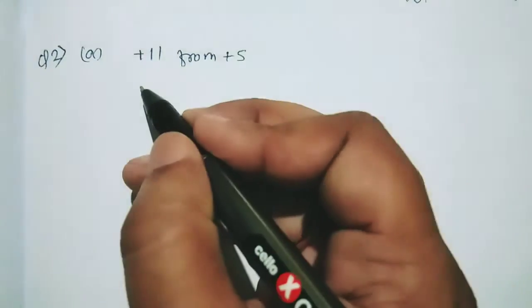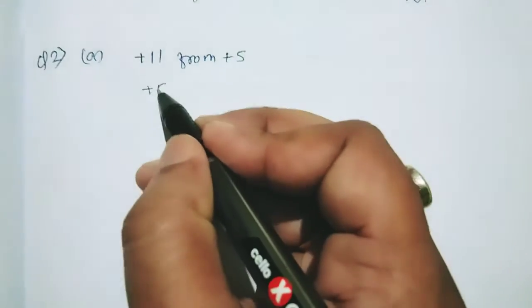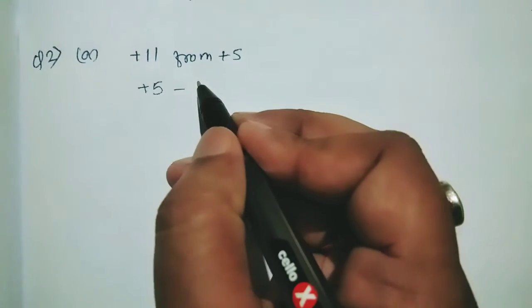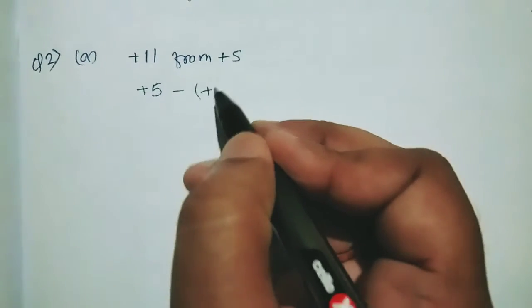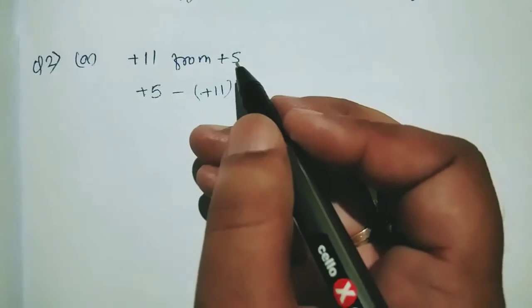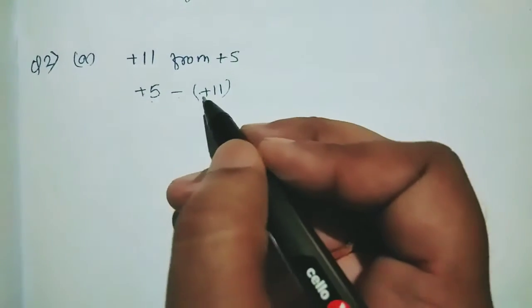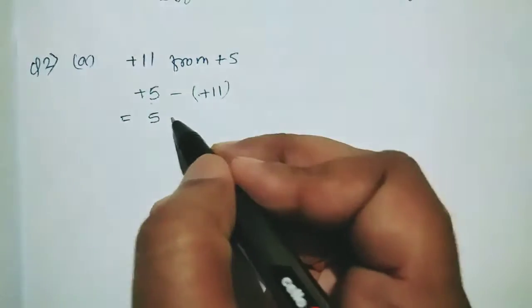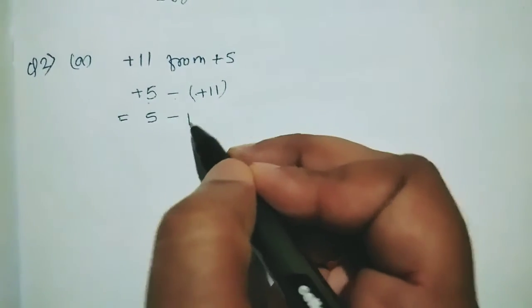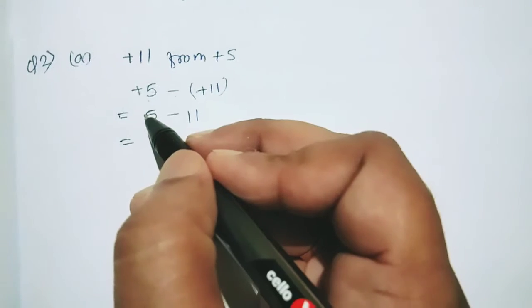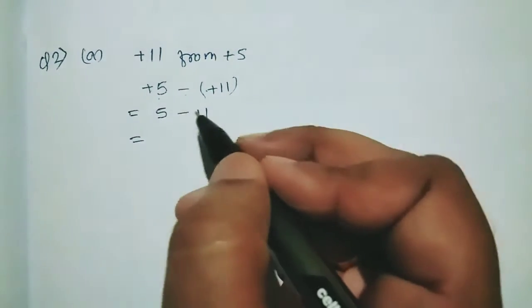From plus 5, that means plus 5 will come first. From plus 5 you have to subtract, so you have to give a minus sign. Now this plus 11, so you have to subtract 11 from plus 5. So plus 5 minus, then plus 11, you have to write like this. So plus 5 means 5 only, minus, and plus 11 is 11 only. Okay, because if no sign is written, that means it is considered as plus sign only.